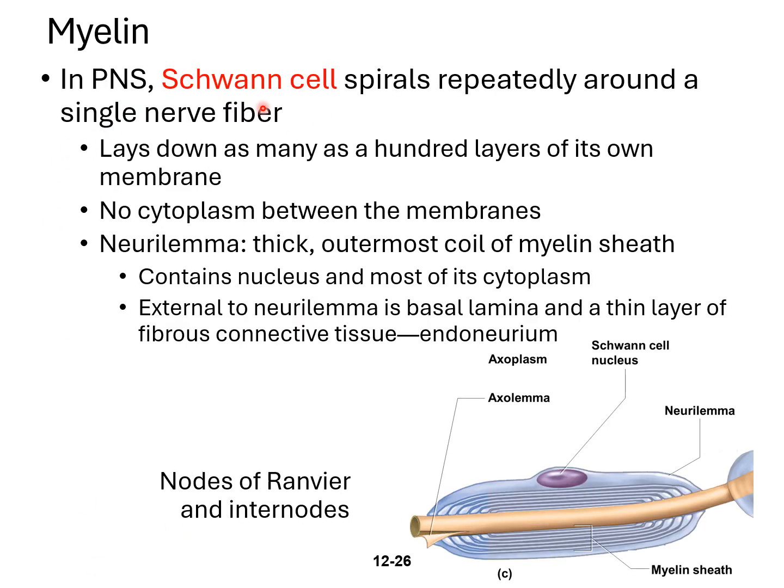So in the peripheral nervous system, we kind of mentioned this, the Schwann cell is kind of just creating different layers. And what it does is it keeps spiraling around, and every time it lays down hundreds of layers of its own membrane. And you can see in between them, there's a node and an internode. And that space between them is called the node of Ranvier in the peripheral nervous system.